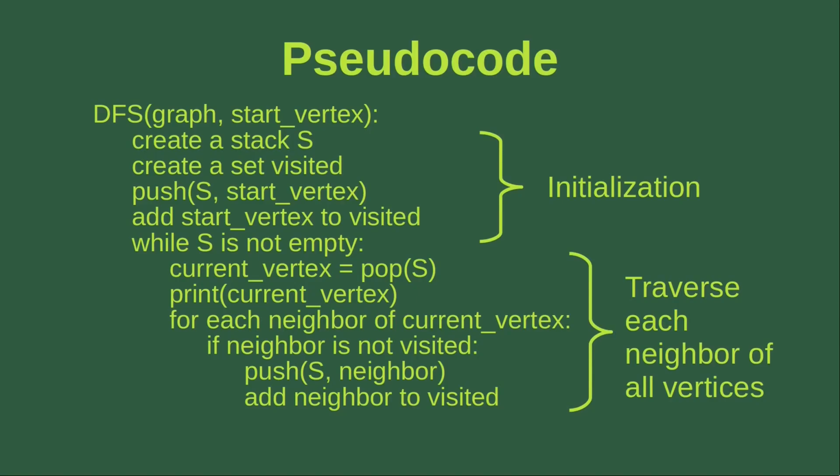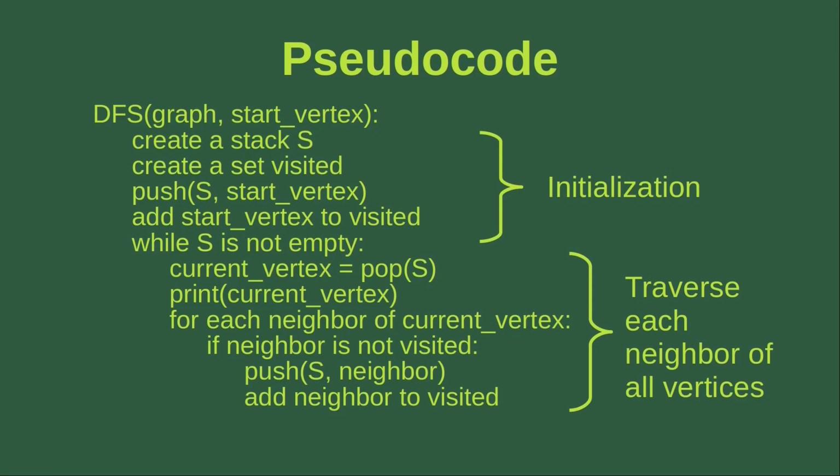Now we go to the pseudocode part. For depth-first search, we have to do some initialization first. We have to create a stack called S, and we have to create a set called visited to store the visited vertices. And then we push the start vertex into the stack, and we also add the start vertex to the visited set. And while the stack is not empty, we do something like this.